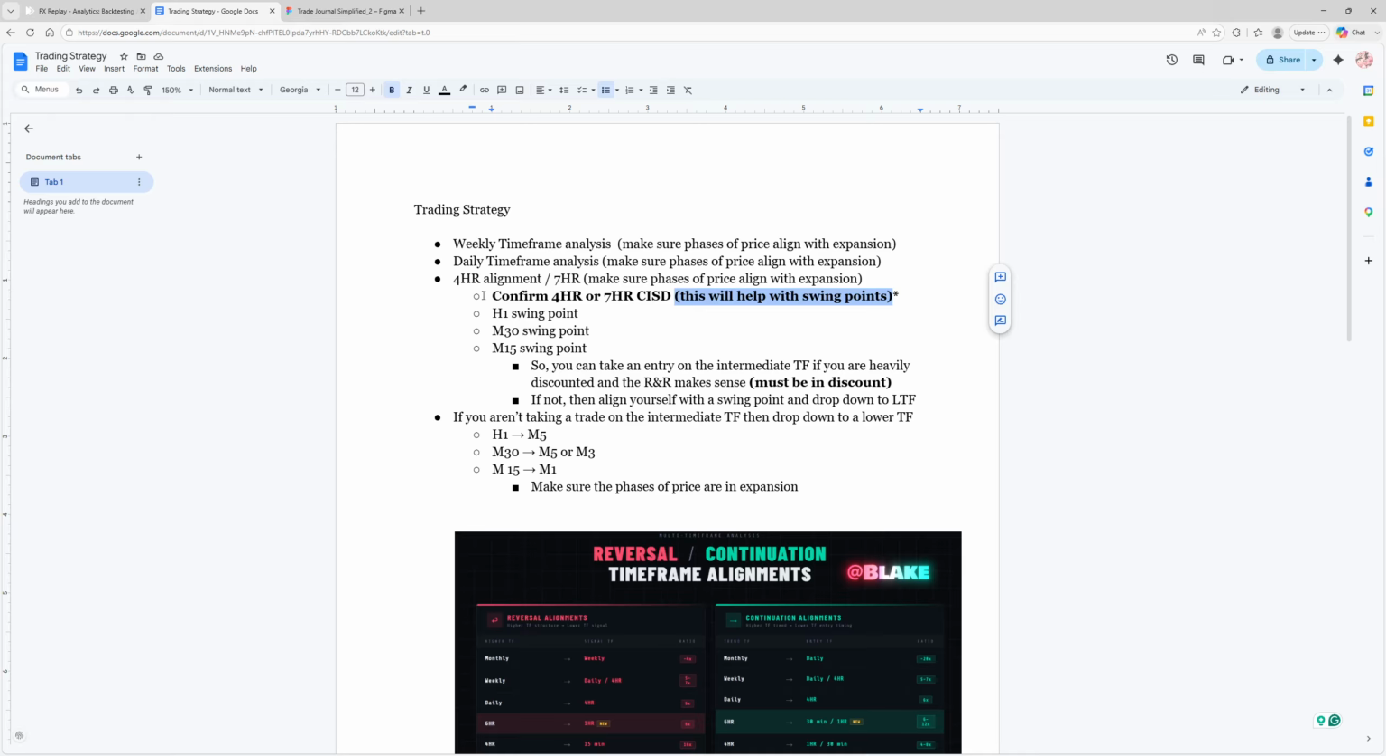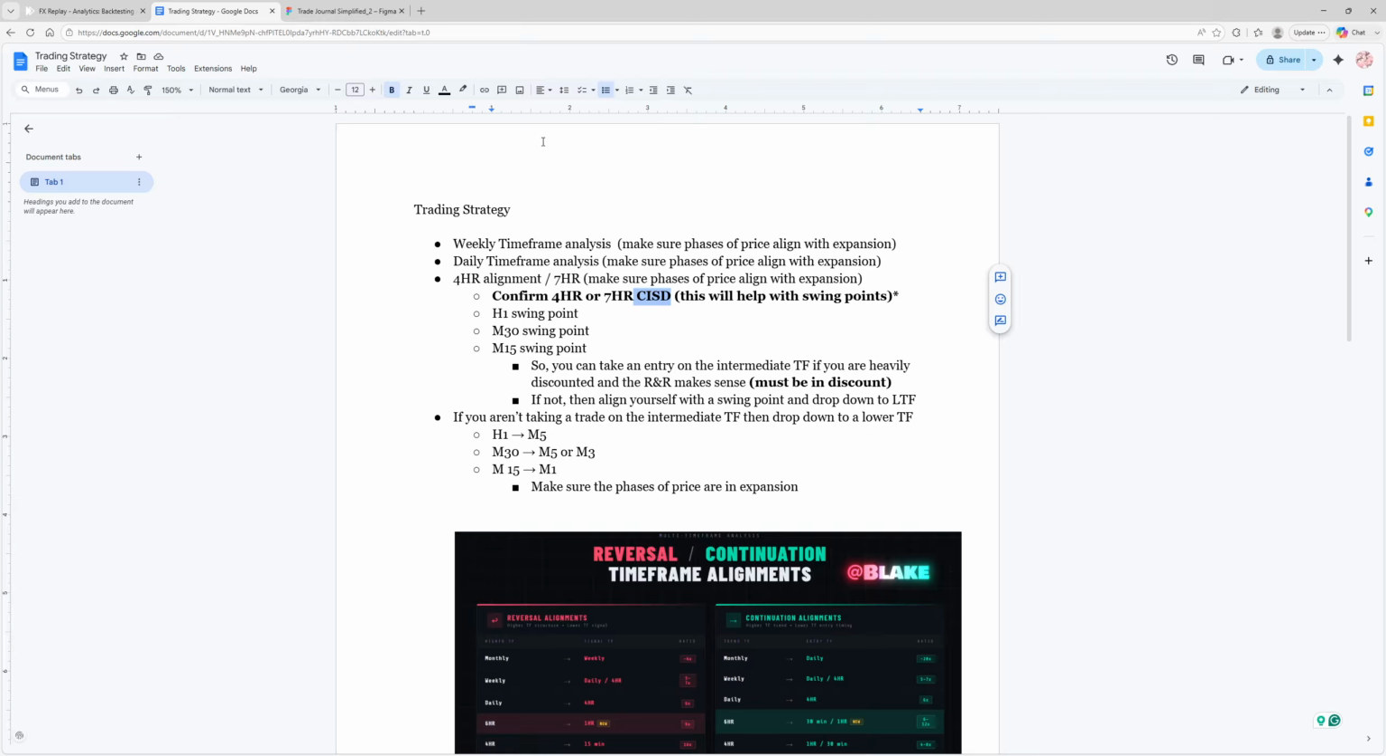So once we identify the CISD and we confirm that this CISD is a V-shaped reversal, so a V-shaped reversal is expansion meets expansion, it's quick in and out, right? Hence V-shape. If it's choppy, then avoid it, because that's a consolidation. That's not a manipulation. That's not expansion meets expansion. That is not a reversal.